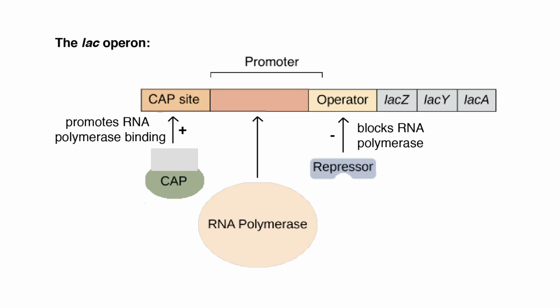Two regulatory proteins are involved. One, the Lac repressor, acts as a lactose sensor, and the other, catabolite activator protein, CAP, acts as a glucose sensor. These proteins bind to the DNA of the Lac operon and regulate its transcription based on lactose and glucose levels. Let's take a look at how it works.